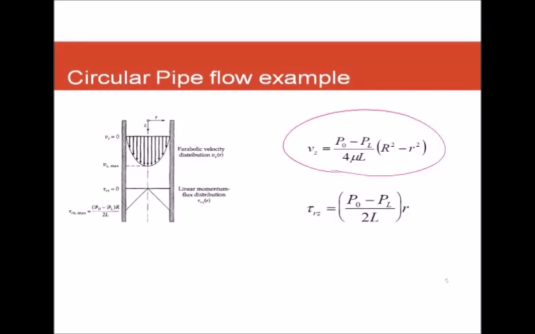This is the velocity profile that we derived for the laminar flow of a Newtonian fluid in a circular pipe. Substituting r equal to 0, we can see the velocity becoming maximum at the center of the pipe. So Vz max is (P0 minus PL) divided by 4 mu L times R squared.